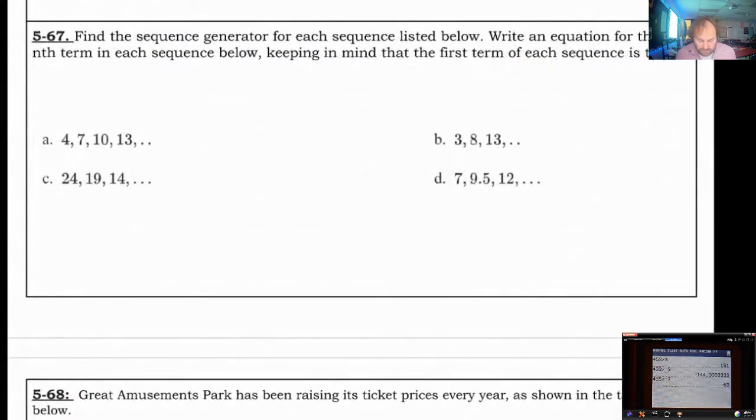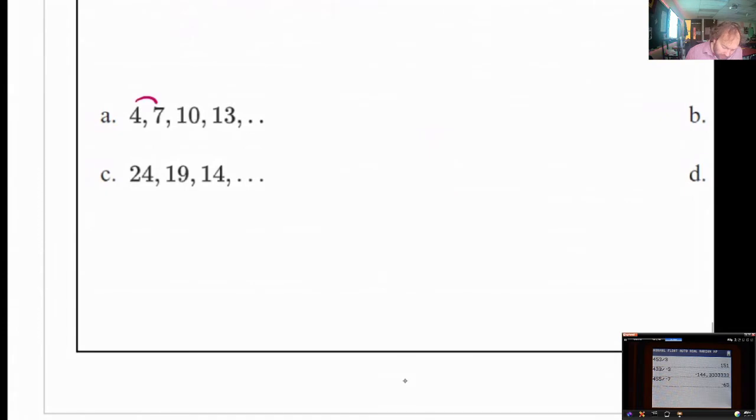567. Find the sequence generator for each sequence listed below and write an equation for the nth term in each sequence below, keeping in mind that the first term is 1, t of 1. Sequence generator, by the way, just means what's the pattern. We're going to find the pattern. Let's do that, and then we'll worry about the equation. So the pattern is easy. In this case, it's plus 3, plus 3, plus 3.